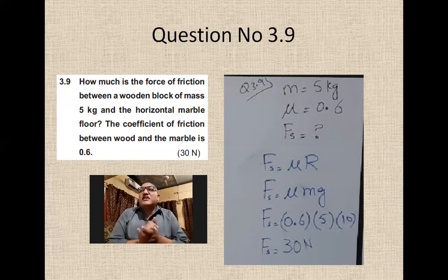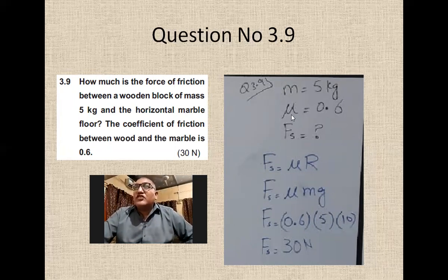The normal reaction is equal to the weight. The normal reaction is represented with the R, and that is equal to the weight. The normal reaction is the reaction of the surface to the weight of the block, and that is represented with the R, and that is equal to mg. And the coefficient of the friction between the wood and the marble is 0.6, and the force of the friction is the question. We know that the formula for the force of friction is equal to mu R, and mu is the coefficient of the friction, and the R is the normal reaction, which is equal to the weight, and that will be mg. So Fs is equal to 0.6 multiplied by 5 multiplied by 10.